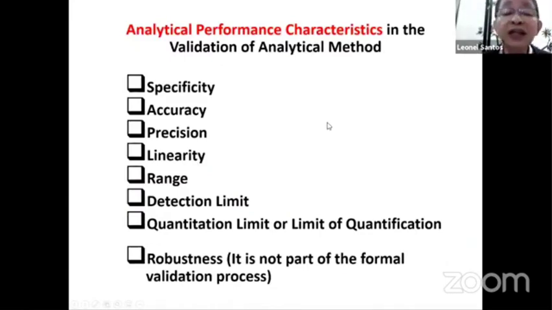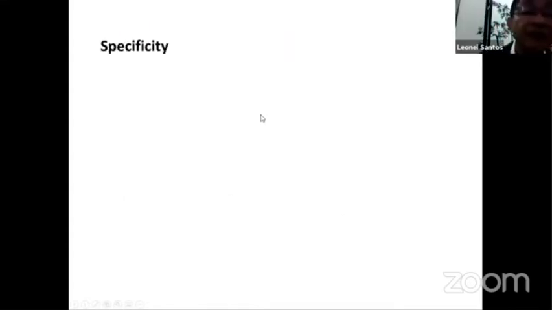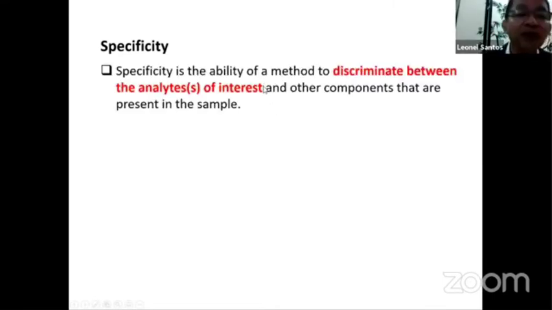Now, these are the lists of what is termed analytical performance characteristics: specificity, accuracy, precision. Some of you are familiar with these things, but let me just go quickly through them so that we have a common understanding, and we know what we're talking about.